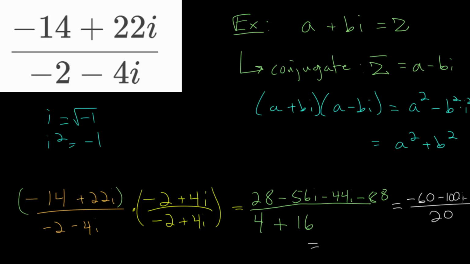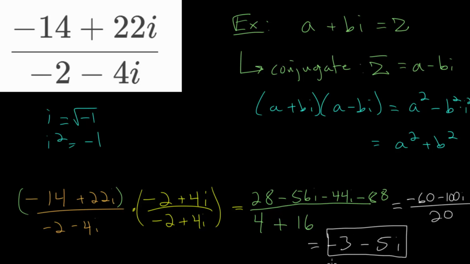So we can divide each of these terms now by 20. -60 over 20, that is -3. And -100i over 20 would be -5i. So when we divide these two complex numbers, we just end up with -3 minus 5i.